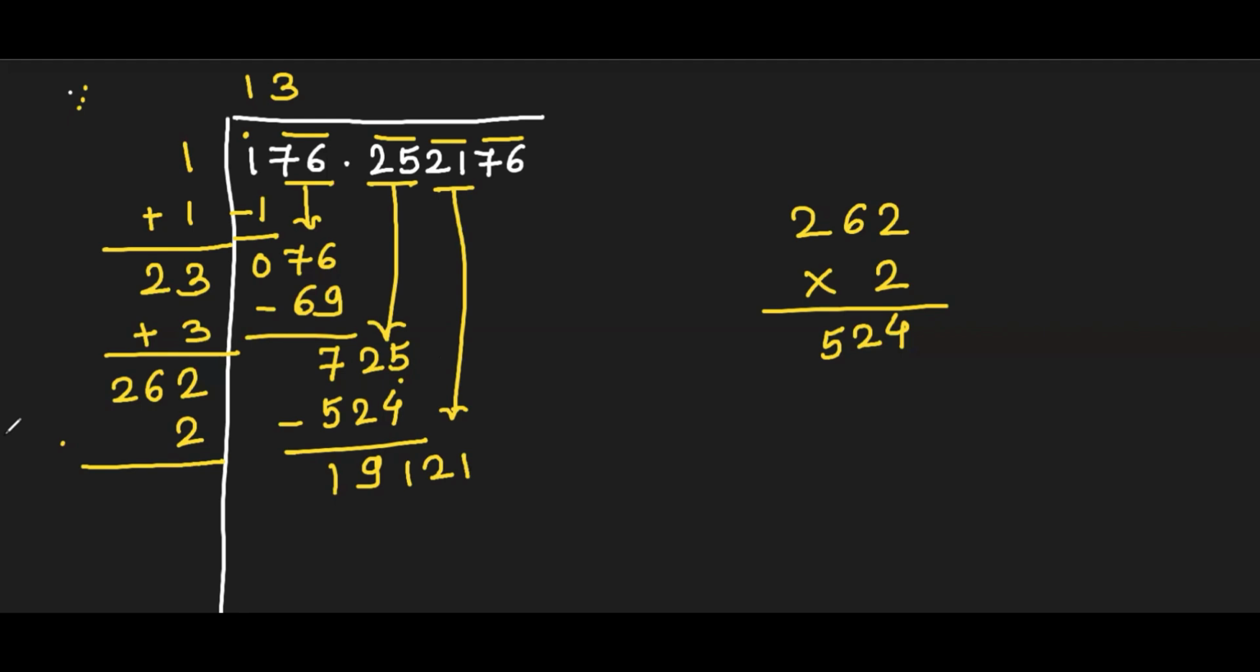Now about 19,121, we have to divide with 264 with the other assuming number. Now it ends with a 1, that is 19,121 ending with a 1. So the 1, in which timetable does it come? So there will be the 3 and the 7.